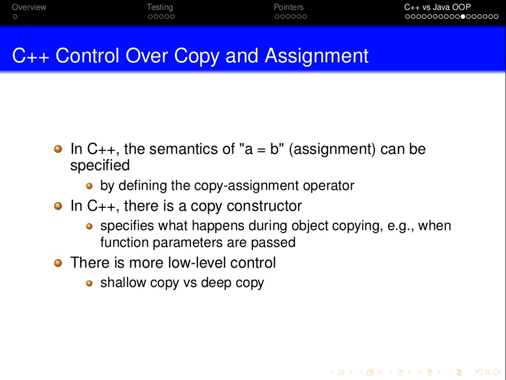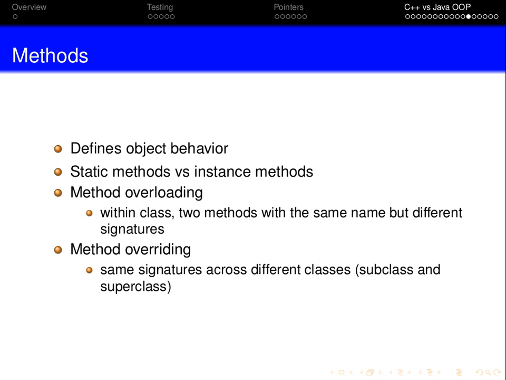All right. In C++, the semantics of A equals B can be specified. AKA, in C++, you can overwrite what the equals operator does. You could have it do something else, like not equals or multiplication. Why? I don't know, but you can. Yeah, I was about to ask that. Why would you ever want to do that? To confuse everyone else. Right.